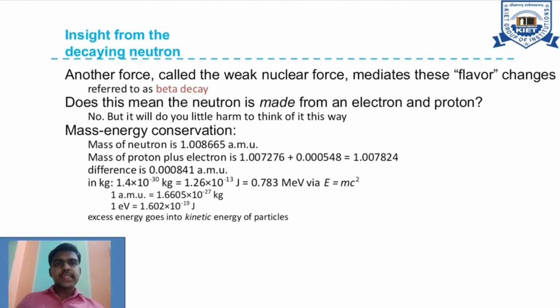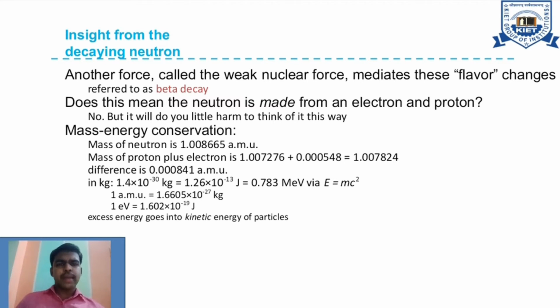Here comes the insight from the decaying neutron. Another force, called the weak force, mediates these flavor changes, which is referred to as beta decay. But does this mean the neutron is made from an electron and a proton? No. Look at the mass energy conservation. The mass of the neutron, as we already discussed in the previous slides, is 1.008665. But the mass of the proton plus the electron, we have to add both, 1.007 plus 0.005. So finally we get the difference.